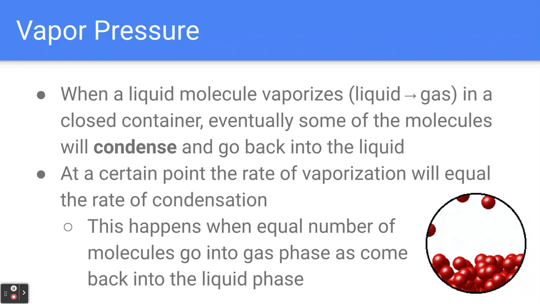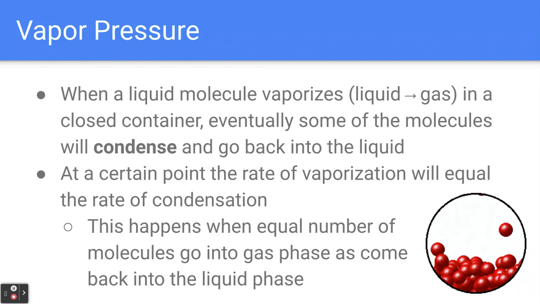So the reason we need a closed container is because we need the rate, or another word for rate would be speed or the amount of particles. So we need the rate of vaporization or evaporation, whichever way you look at it, to equal the rate of condensation. And condensation is when the gas comes back into the liquid phase.